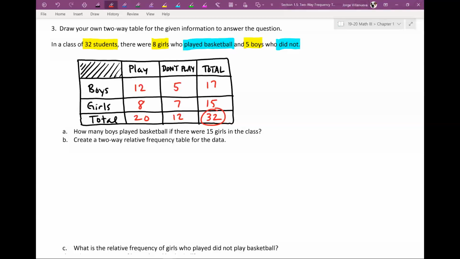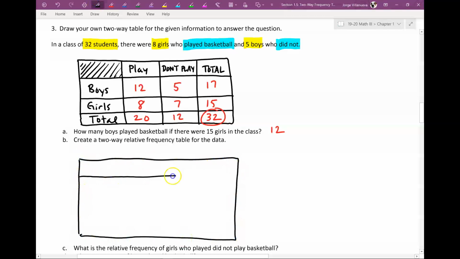Okay, so let's answer the question. How many boys played basketball? 12. All right, B. Create a two-way relative frequency table. That means do the percentage table. So we're going to do the same table right now, but this time we're going to do percentages.